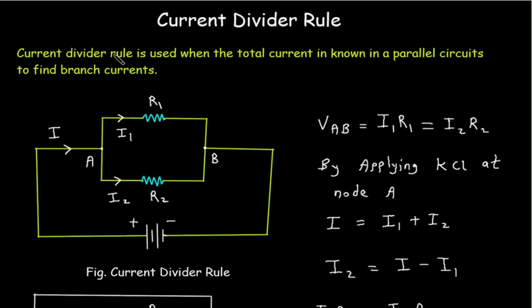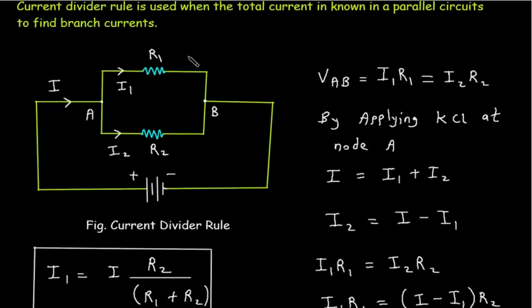Current divider rule. The current divider rule is used when the total current is known in a parallel circuit to find branch currents. Here we can see there are two branches, and these two resistors are connected in parallel. Total current is I. Current through resistor R1 is I1 and current through resistor R2 is I2.